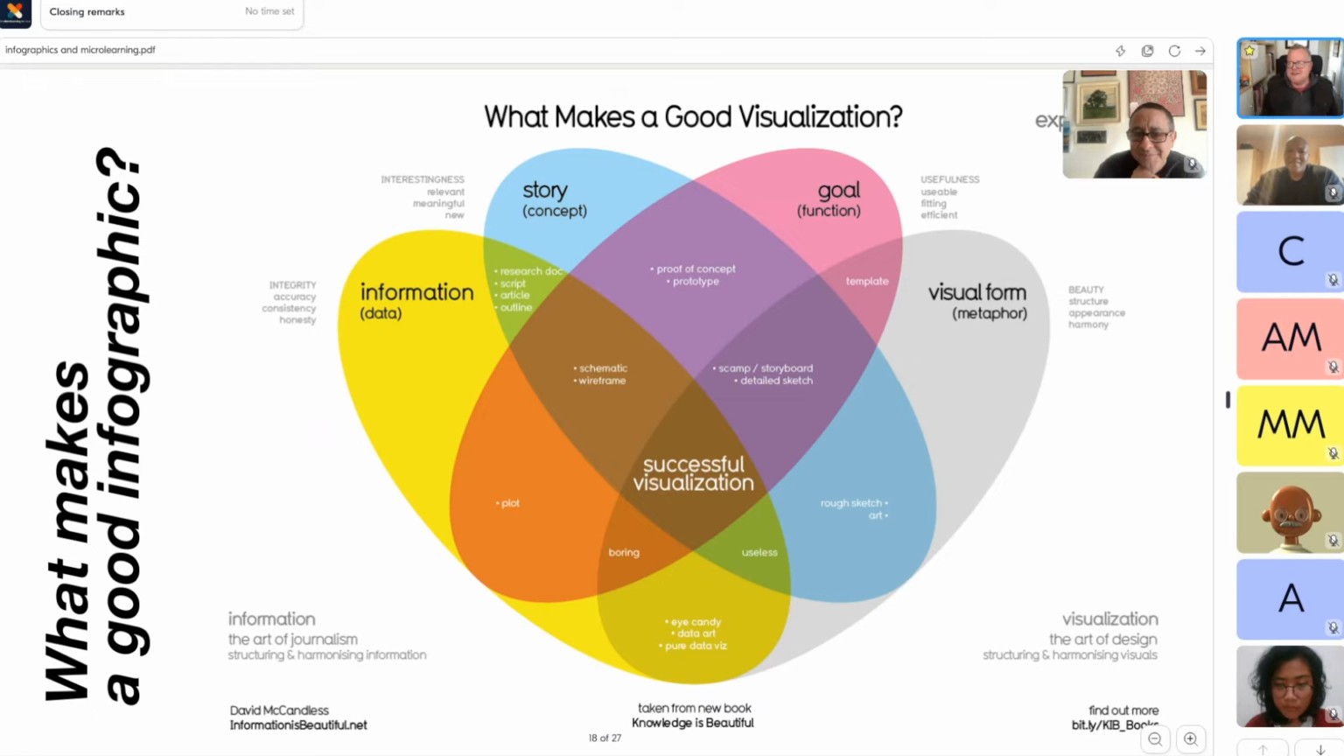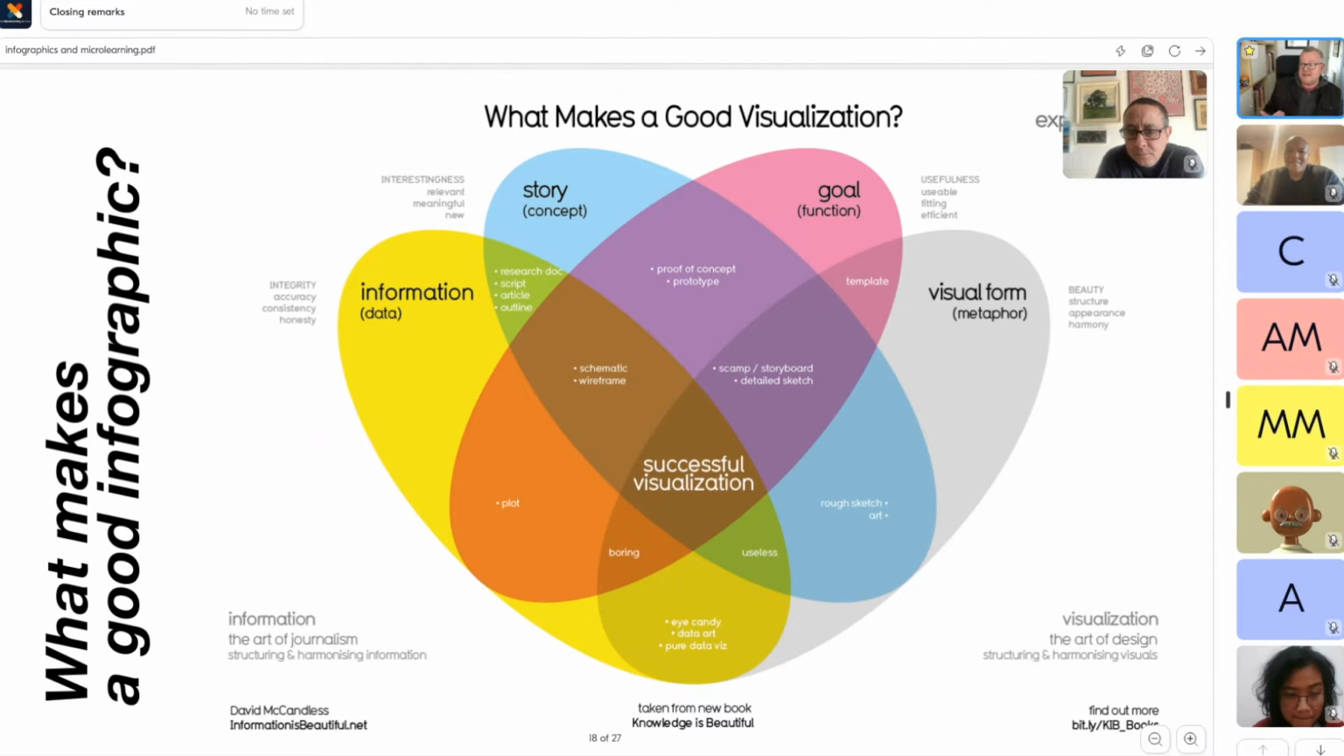So this is what I think is probably the best slide I've got, and I didn't make it. It comes from a wonderful man called David McCandless. If you want to look into the power of infographics, he's like the Jedi Supermaster, the Gandalf wise person of the world. He has four main areas that he says make a good visualization. First of all, you need some information. You need to be passing some information across. That's the yellow overlay there on the left.